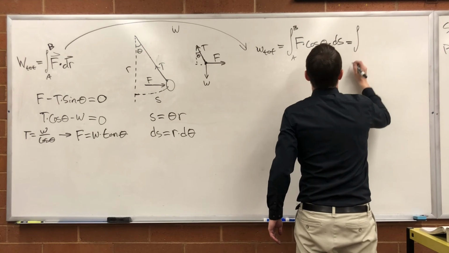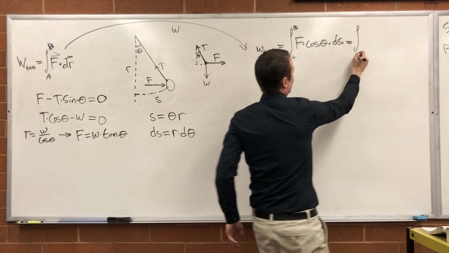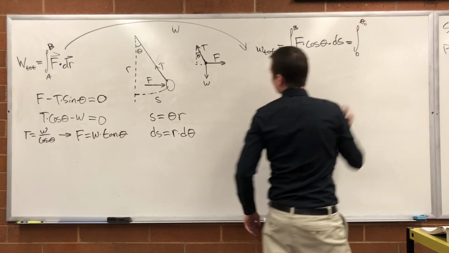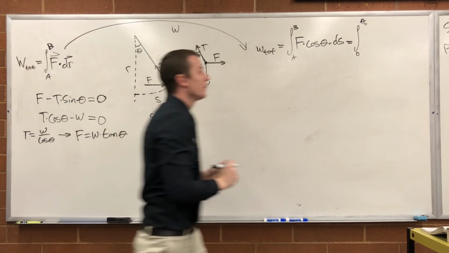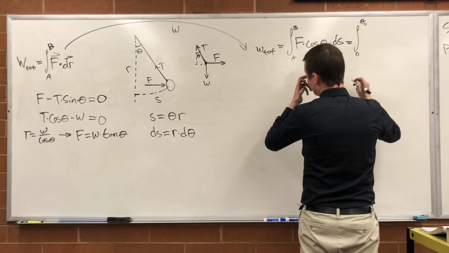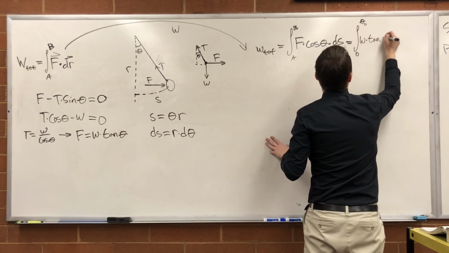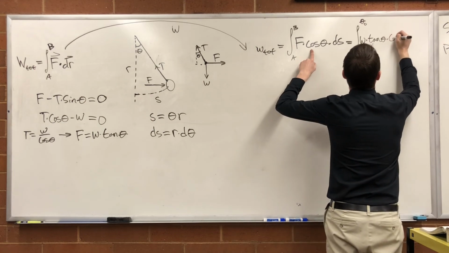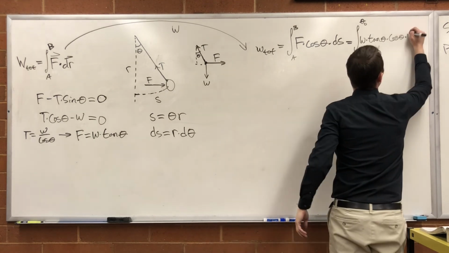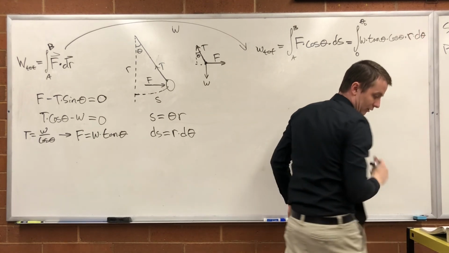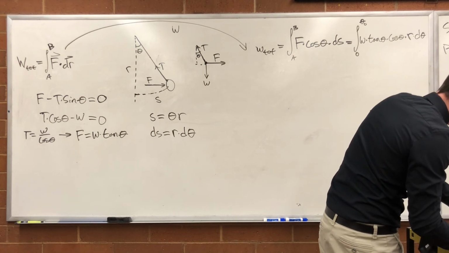So this is equal to the integral now, and we know what we're going to be integrating with theta. Our theta, they told us, goes from 0 to some other value, theta naught. So when we're done pushing him, that's at some angle theta naught. And so that is going to be our F, which is our weight times tangent of theta, times cosine theta, times ds, which is r d theta. W tangent theta, cosine theta, r d theta.